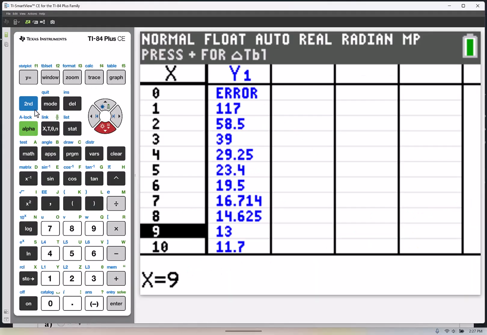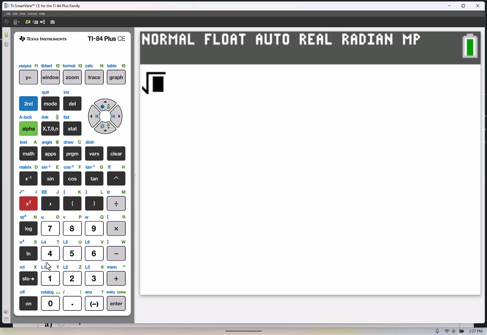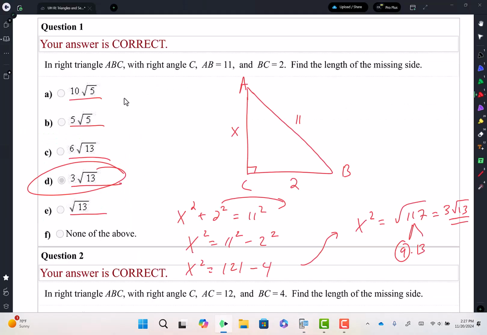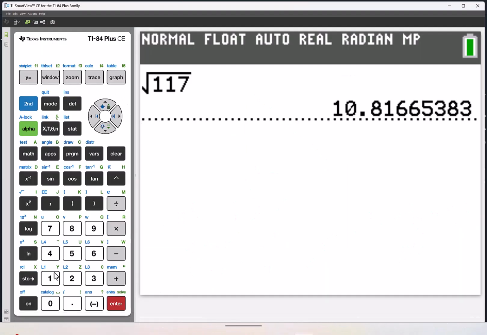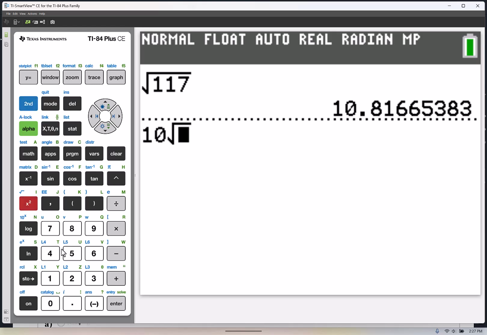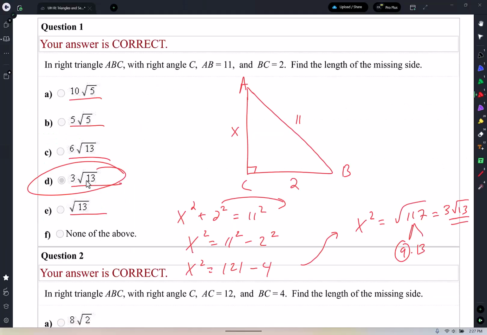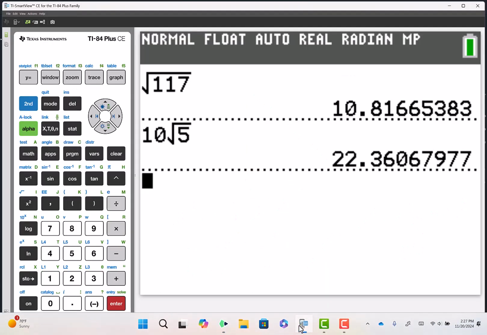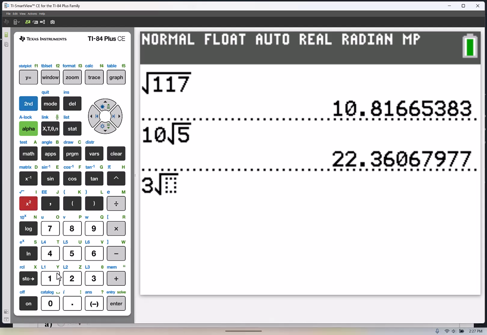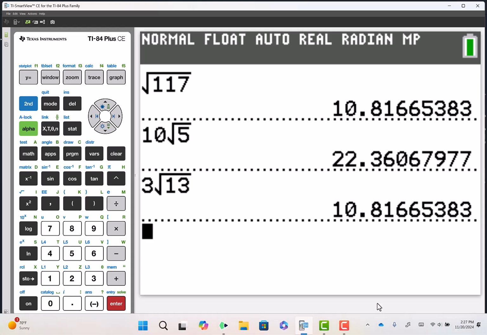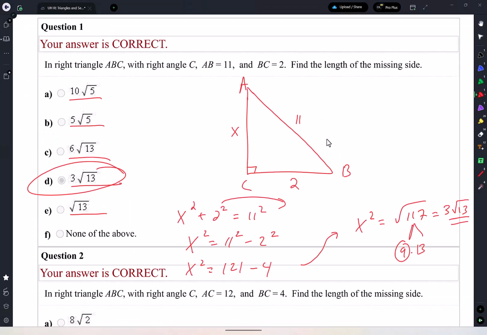What does that even mean, let the answers give you the answers? You could go square root of 117, and see it's this decimal, 10.8166, and then you go to letter A, it says 10 square root of 5, and you see it gives you 22.36. Obviously D is the correct one, so if I put 3 square root of 13, it'll give me that. So watch. 3 square root of 13, and there it is, 10.81. Do you guys see that? Okay, so that's letting the answers give you the answers, but there's a right way to do it. Here's the way I would do it. I would just get two numbers that give you 117 and give me the biggest perfect square.